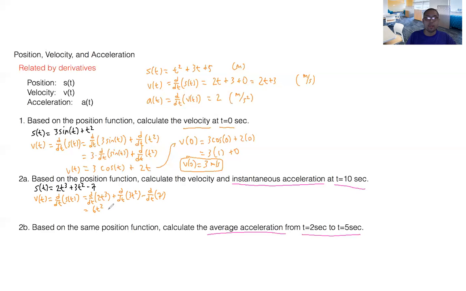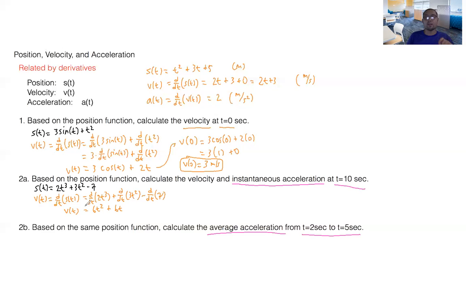So our first one, we're done. Plus 2 times 3, again, it's 6. t stays there. 2 minus 1 is 1, right? There's a 1 here. I'm going to leave it how it is. Minus the derivative of 7. 7 is a constant, right? Derivative of a constant is always 0, right? So this is it right here. This is our general velocity.